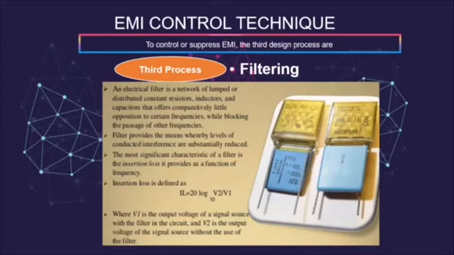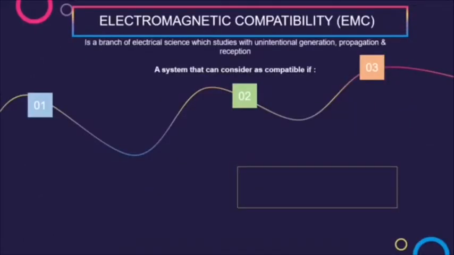Insertion loss can be defined as IL equals 20 log V2 divided by V1, where V1 is the output voltage of the signal source with the filter in the circuit, and V2 is the output voltage of the signal source without the use of the filter.